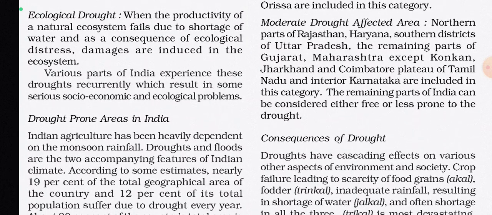Ecological drought. When the productivity of a natural ecosystem fails due to shortage of water, and as a consequence of ecological distress, damages are induced in the ecosystem. Various parts of India experience these droughts recurrently, which result in some serious socio-economic and ecological problems.